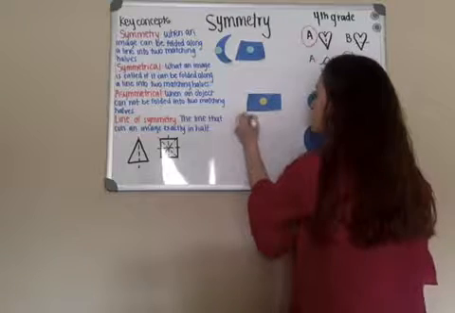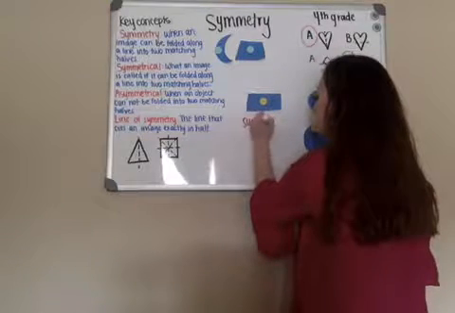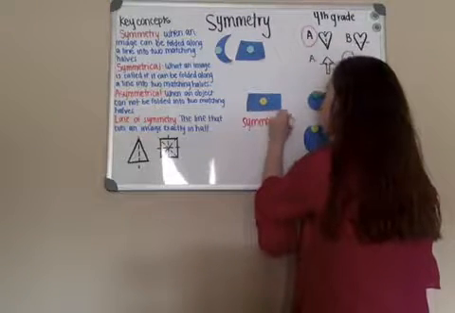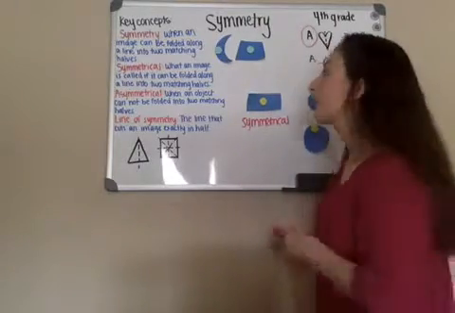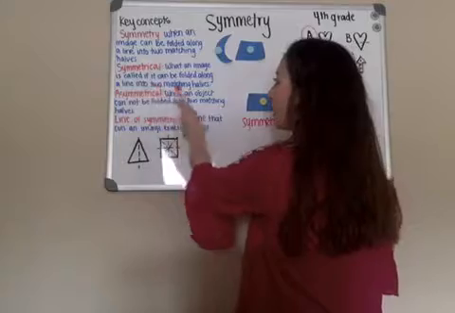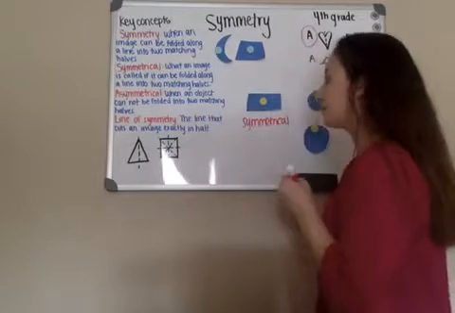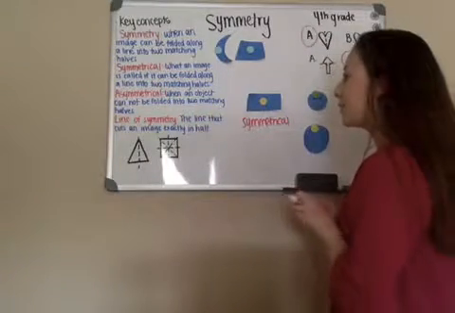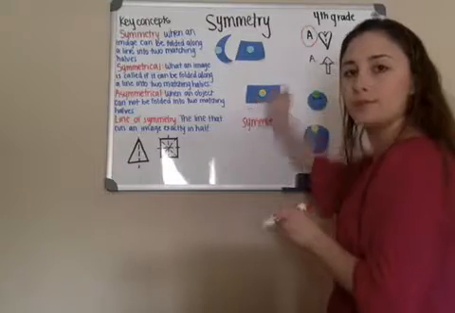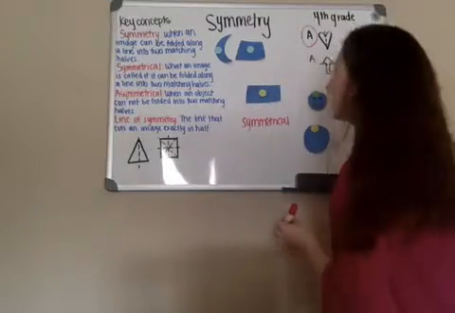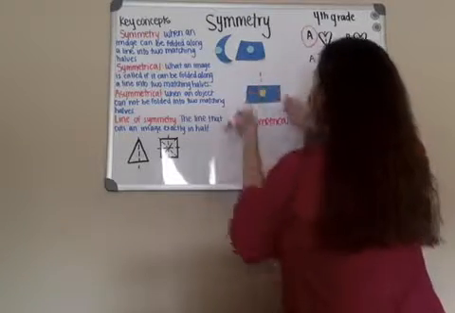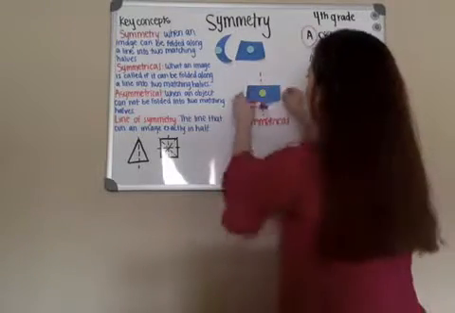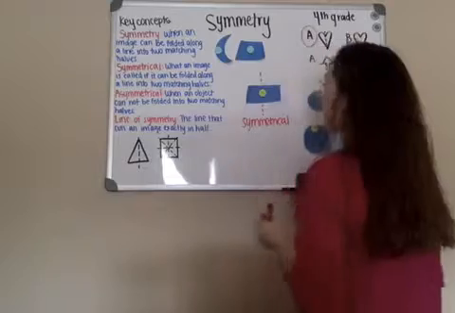All right, it is symmetrical. Can anyone tell me why it's symmetrical? It's symmetrical because it can be folded along a line into two matching halves. And can anyone tell me where those lines of symmetry are on this one? All right, there's one right here. Because if we folded it along that line, we would have two halves that are exactly the same.